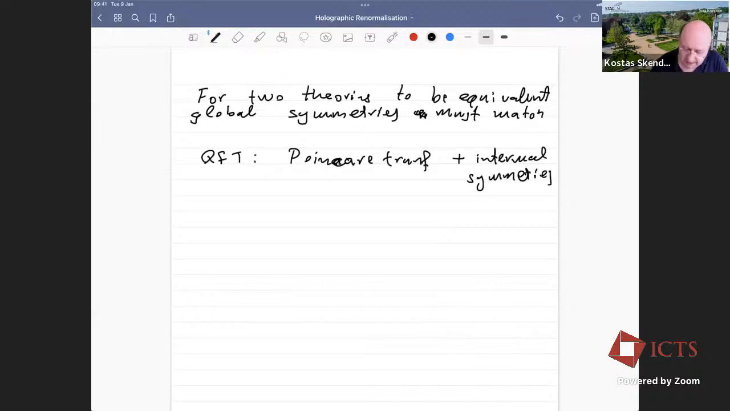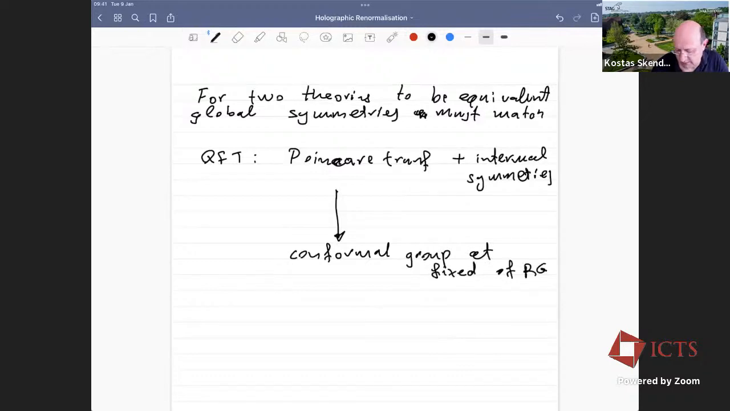And now under special conditions, so usually if you have a quantum field theory, this changes when you look at different scales. So there is a renormalization group flow, and then the theory in the infrared typically becomes conformal. So we get the conformal group at fixed points of the renormalization group flow.